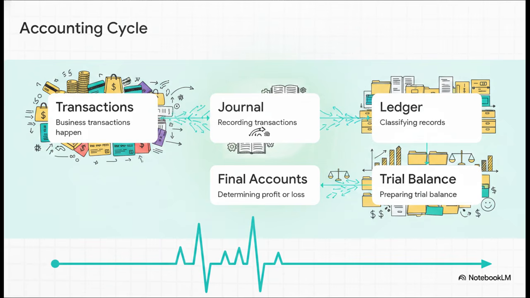Now, once recorded, that data flows into the ledger, becomes a trial balance, and eventually ends up in your final accounts. But here's the thing. This entire engine completely stalls out without step 2. The journal is where reality is first translated into the language of accounting.